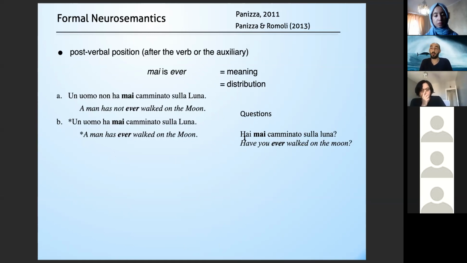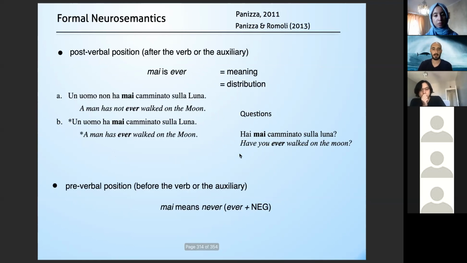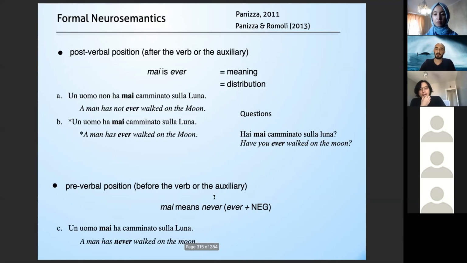So here "mai" is really like "ever". However, in Italian and in Romance languages, you have this special rule according to which, if these elements occur before the verb, in preverbal position, they themselves introduce a negation. So here "mai" means never, okay? If you say "un uomo mai ha camminato sulla luna", a man has never walked on the moon, now "mai" is fine, and it means never.